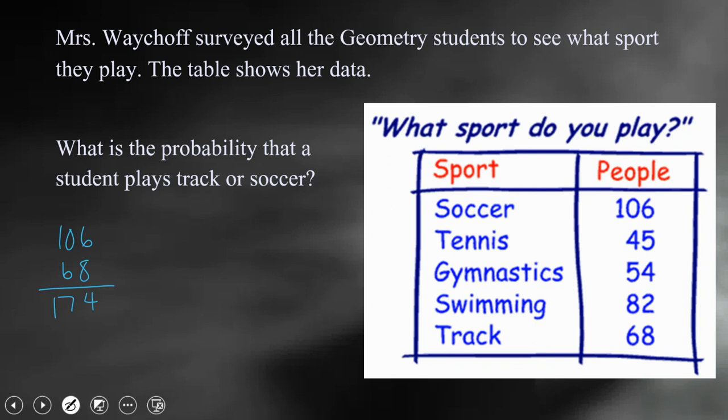We get 174 out of, now we have to figure out the total number of people that Mrs. Wakehoff surveyed. So we have to add in the people who play tennis, gymnastics, and swimming, okay, and get our total amount here. And this is where it might be helpful to have a calculator.